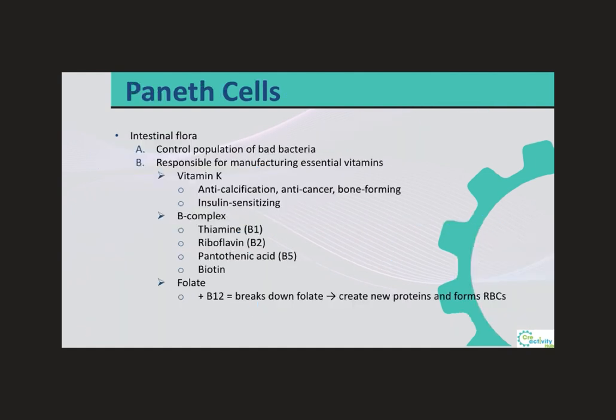The permanent bacterial residents of the intestinal lumen are called the intestinal flora. They are important for two main reasons. One, they control the population of what we call the undesirable bacteria by basically creating this survival competition between the healthy gut flora and the invading bacteria, and most of the time the healthy gut flora wins. And the next function is that it's going to be responsible for the manufacturing of some essential vitamins which the intestines are going to be absorbing.